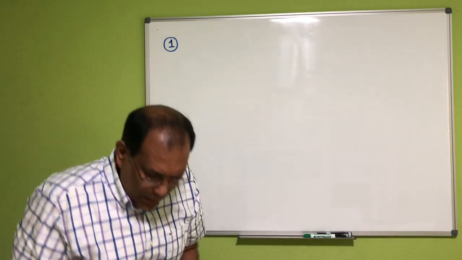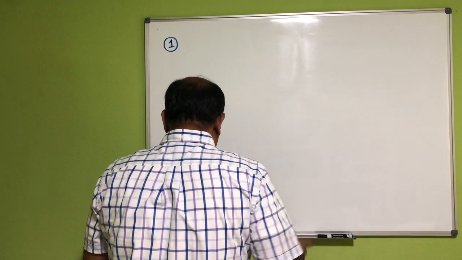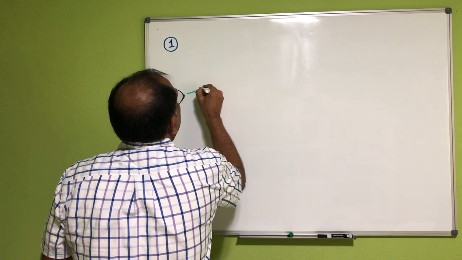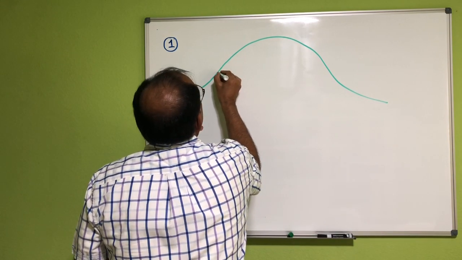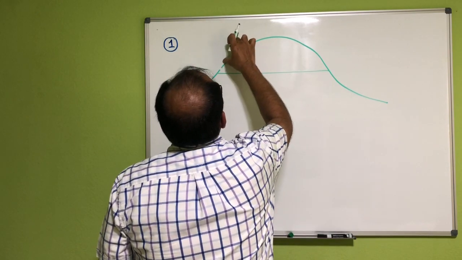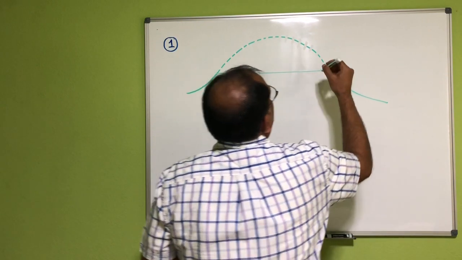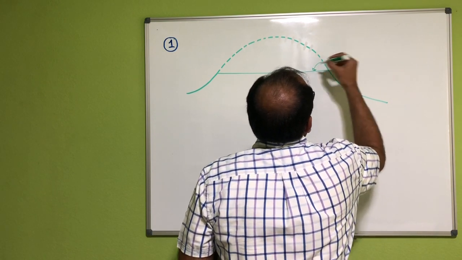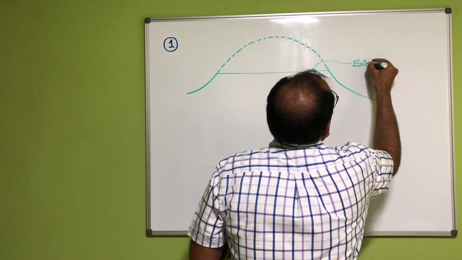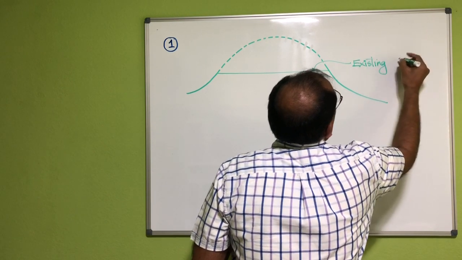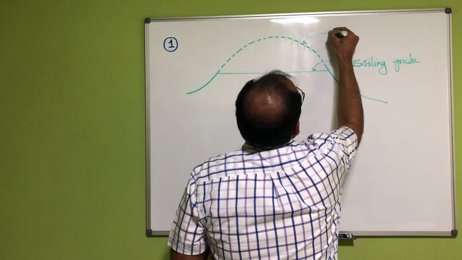Number 1. This one is showing, let's say, the finished or existing grade, and this one is your original grade.